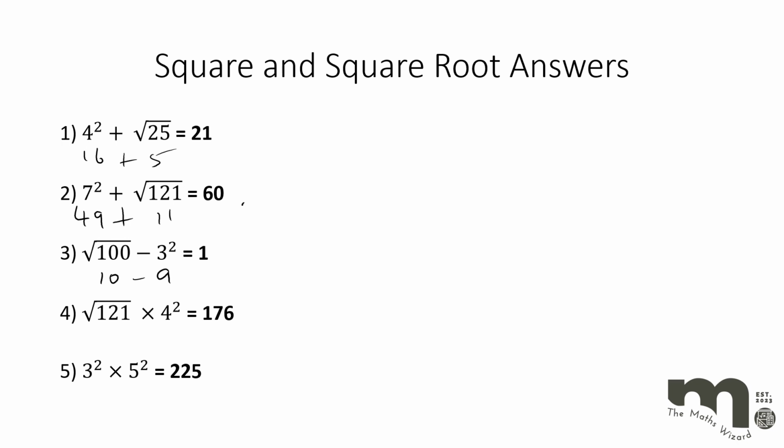Down here we've got the square root of 121, which is 11. Times that by 16 and you'll get 176. Then down here we've got 9 times 25, so 3 squared, which is 9, and 5 squared, which is 25. Those will multiply to give you 225.